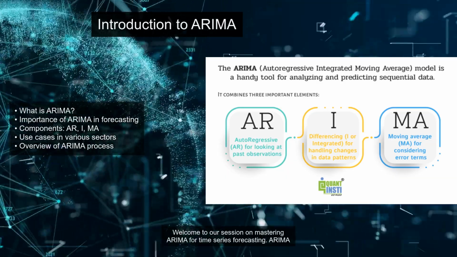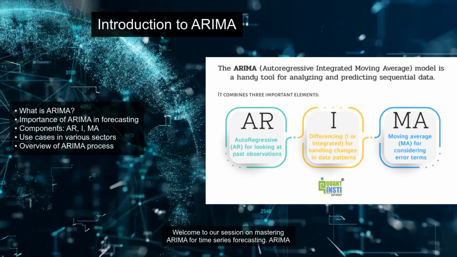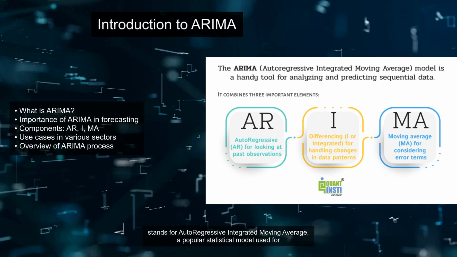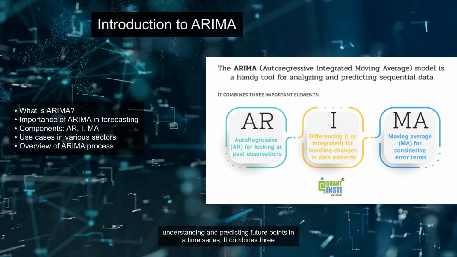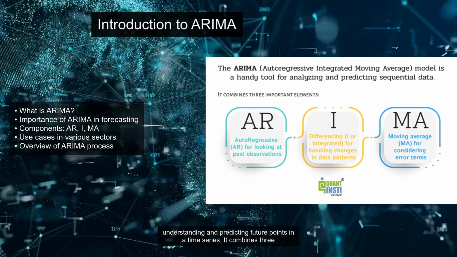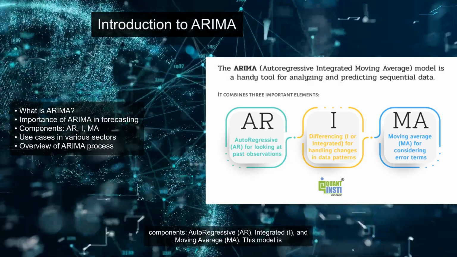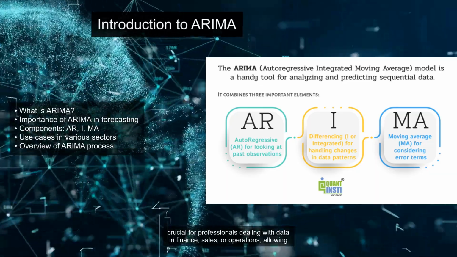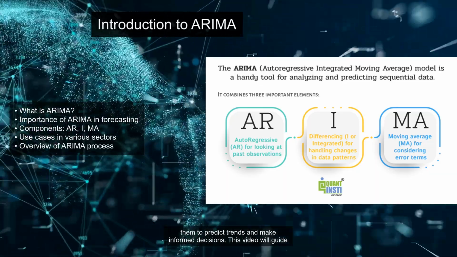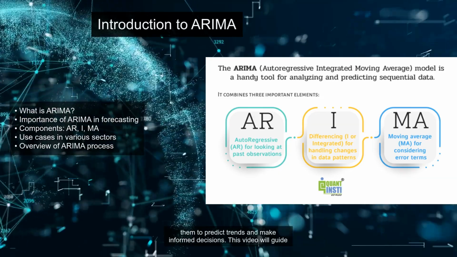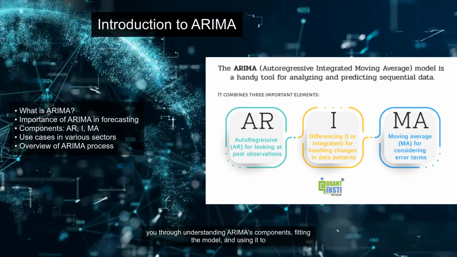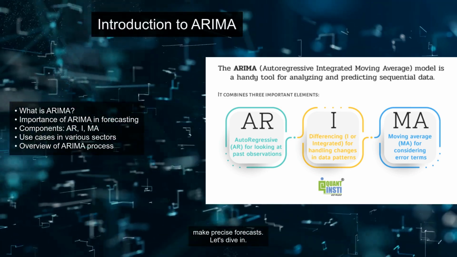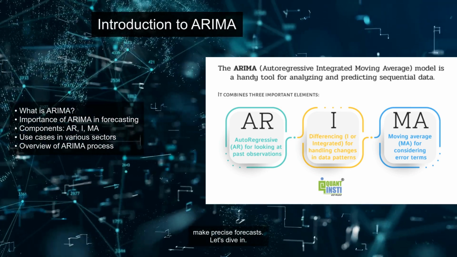Welcome to our session on mastering ARIMA for time series forecasting. ARIMA stands for Autoregressive Integrated Moving Average, a popular statistical model used for understanding and predicting future points in a time series. It combines three components: autoregressive, AR, integrated, I, and moving average, MA. This model is crucial for professionals dealing with data in finance, sales, or operations, allowing them to predict trends and make informed decisions. This video will guide you through understanding ARIMA's components, fitting the model, and using it to make precise forecasts. Let's dive in.